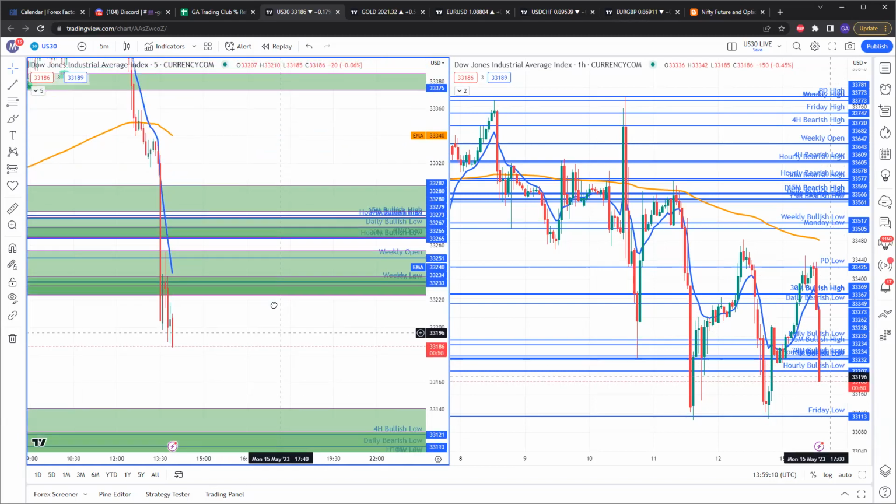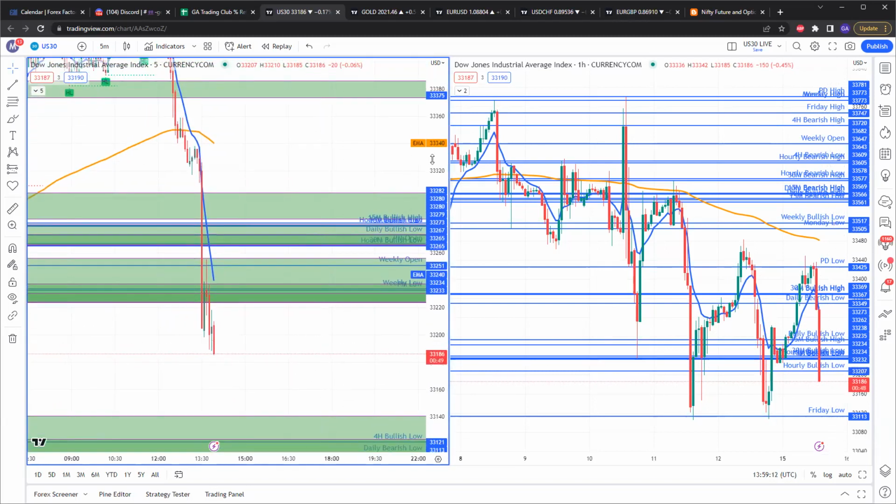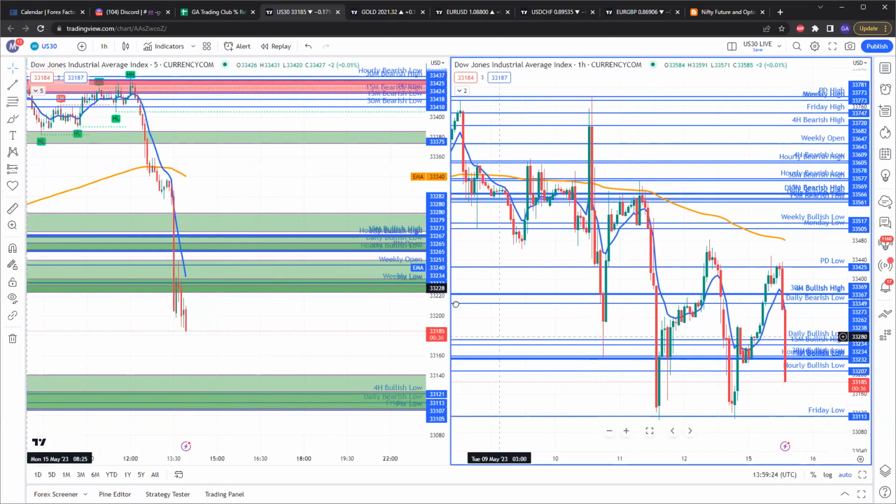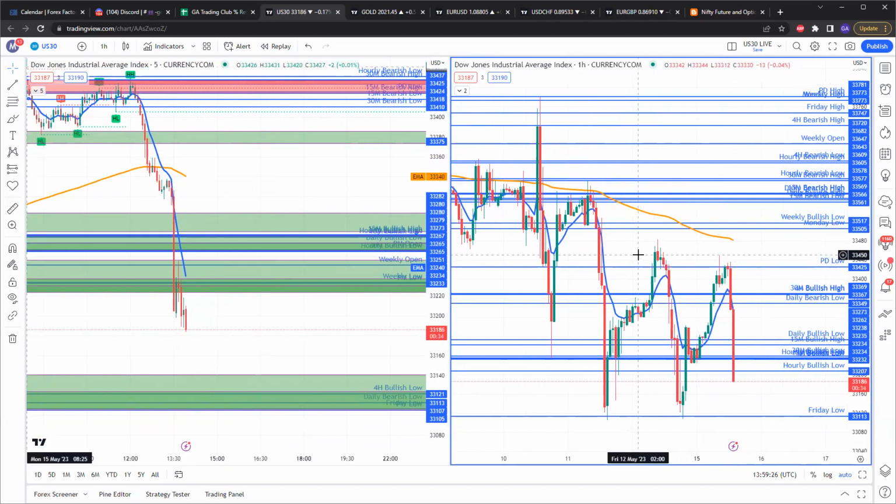Right here, instead of trading this zone, the first thing I normally do is draw trend lines. The only trend lines I would have right now is this higher low to this higher low, this lower high to this higher high, just trend lines. So we don't have trend lines right now where price is at, even on the hourly.